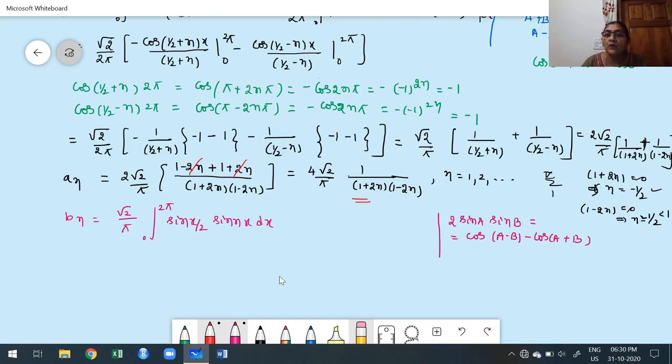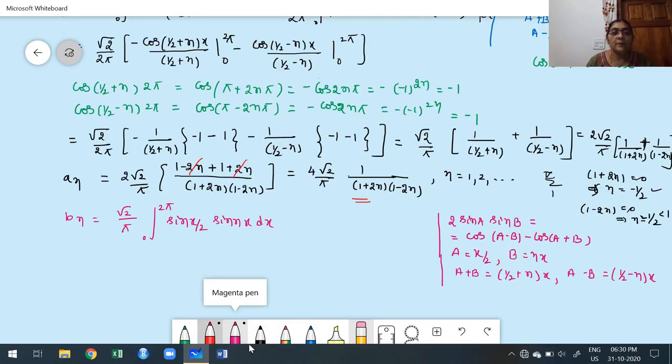Now what we get here: my A is nothing but x by 2, and my B is nothing but nx. In the next step, A plus B is nothing but half plus n into x, and A minus B is nothing but half minus n into x. Just a few minutes before, we calculated this similarly.